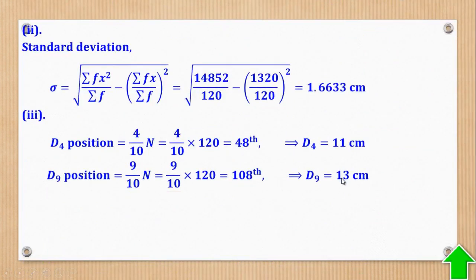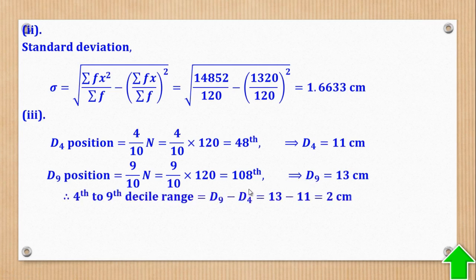Remember, we are under ungrouped data. If this question was grouped data, then the working would be a little different. But for ungrouped data, this is how we get the 4th decile and 9th decile. But they asked for range. So the 4th to 9th decile range is D9 minus D4, which is 13 minus 11 to give you 2. And that's what they wanted.